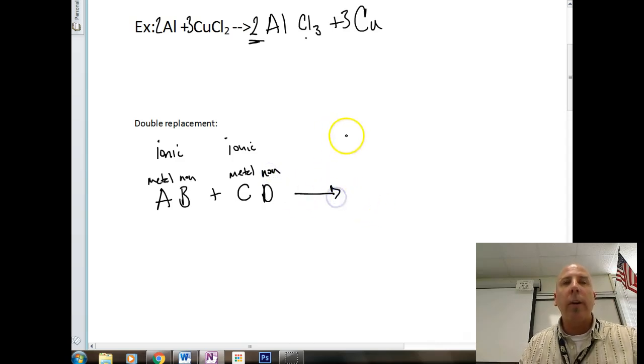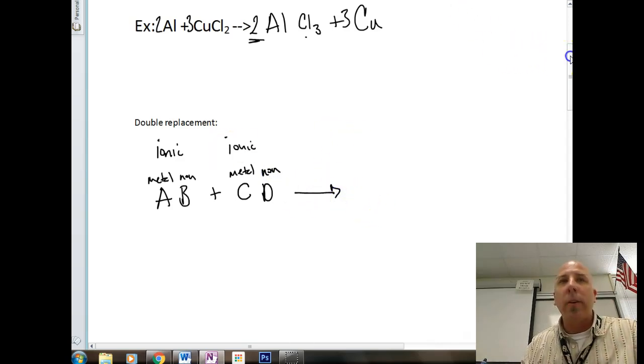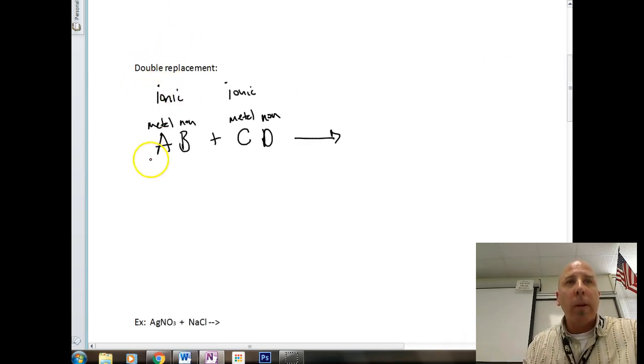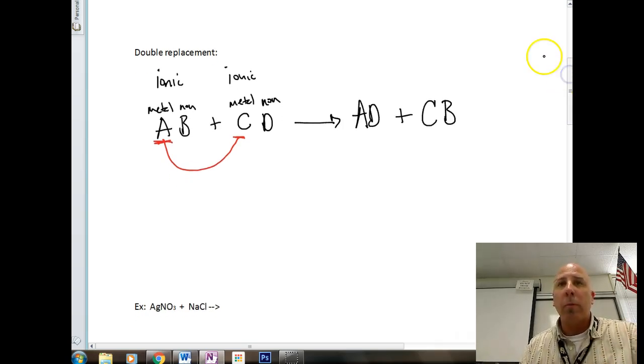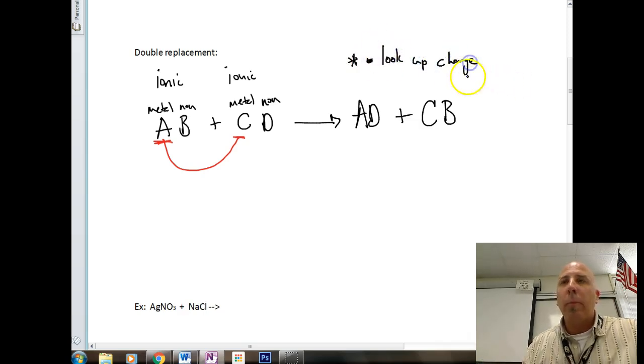And so if this is all you're given, hopefully we can recognize that this is a double replacement reaction, and what is going to happen is our metals are going to switch places. And so if our metals switch places, that A is going to bond with D, and then C, which is the metal, we always have to write the metal first, is going to bond with B. And we're going to form two new ionic compounds. Typically, one of those two new ionic compounds will be a precipitate. So again, we have to remember we have to look up charges on our periodic table and write new formulas.